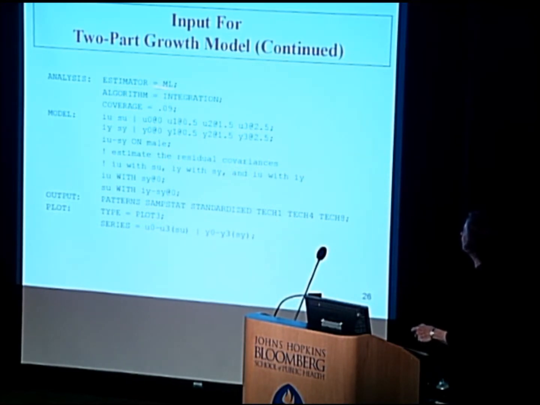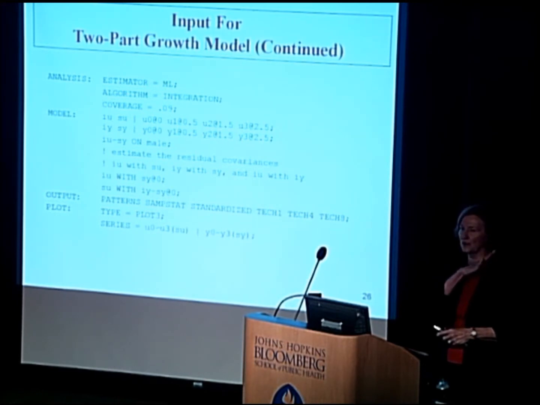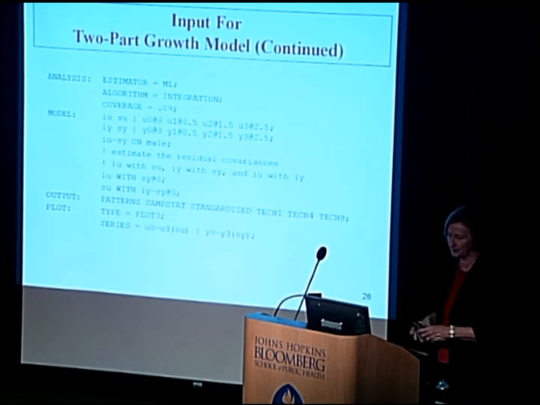The reason we need numerical integration is that when you have categorical outcomes and you have maximum likelihood and latent variables, then you're going to need one dimension of integration for each latent variable that involves categorical outcomes.